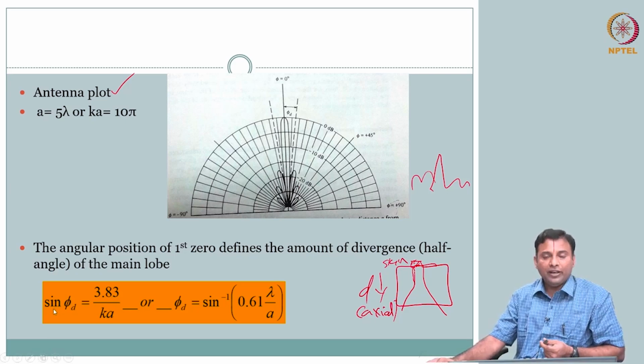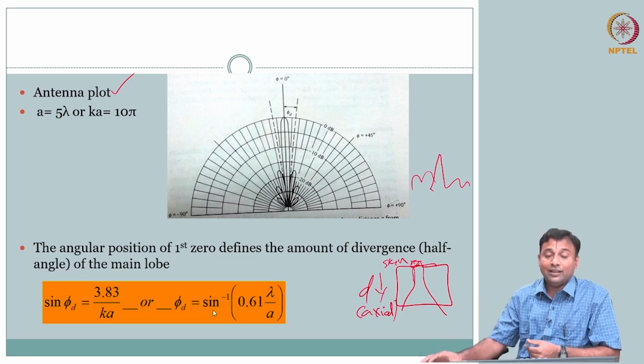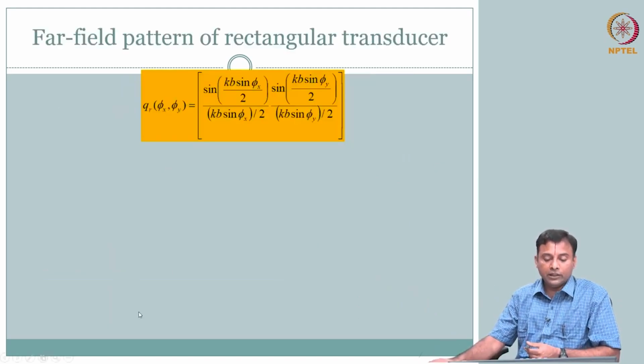So sine phi d, where phi d is the angle of divergence, is sine inverse of, so what you recognize, what is this A? d is diameter, A is the radius of the transducer. So you notice there is an inverse relation. If I have a larger A, I will have smaller divergence. That is an important message that you should remember. If I have a larger aperture, larger transducer size, then I can have less divergence. So that is for circular.